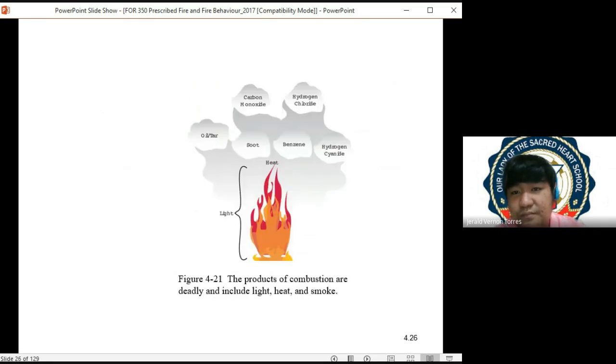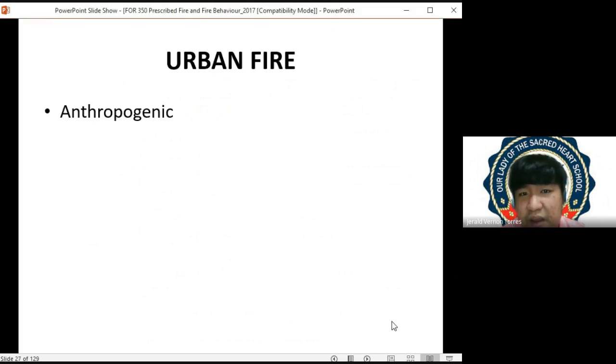So, ayan. And usually, class, what makes fire dangerous, no? Kasi marami siyang byproduct. Example would be the following byproducts of fire. We have carbon monoxide, hydrogen chloride, benzene, soot, oil or tar, and hydrogen cyanide. And these are very dangerous. Kaya kapag nasa vicinity kayo ng fire, medyo dangerous because there are too many byproducts that are produced by fire.